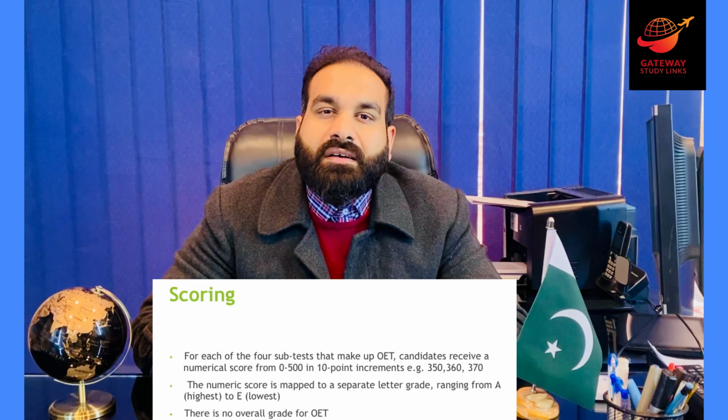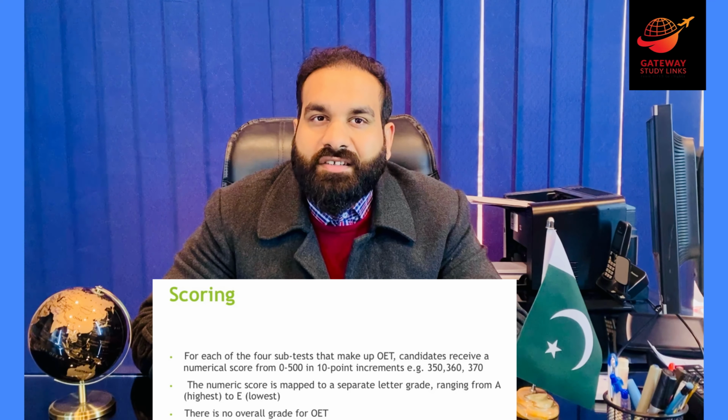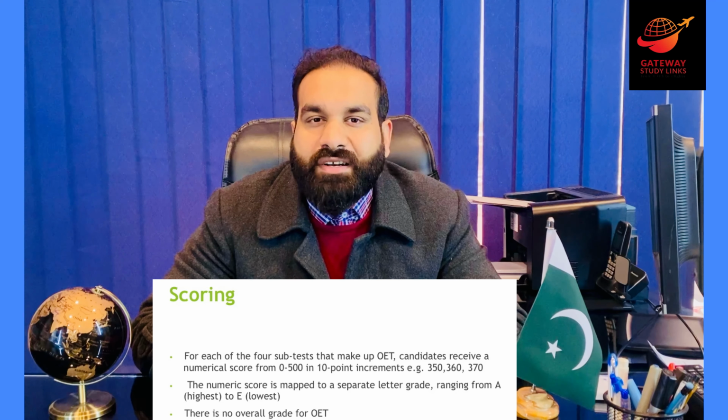Scoring, basically, there is some scoring in the OET. It is from 0 to 500, and it's a 10-point increment basically. For example, 350, 360, it can't be 364, 367. 350, 360, 370 up to 500.